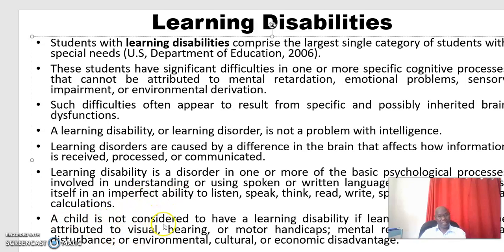A child is not considered to have a learning disability if learning difficulties can be attributed to visual, hearing, or motor handicaps, mental retardation, emotional disturbance, or environmental, cultural, or economic disadvantage. That is the definition of a learning disability.